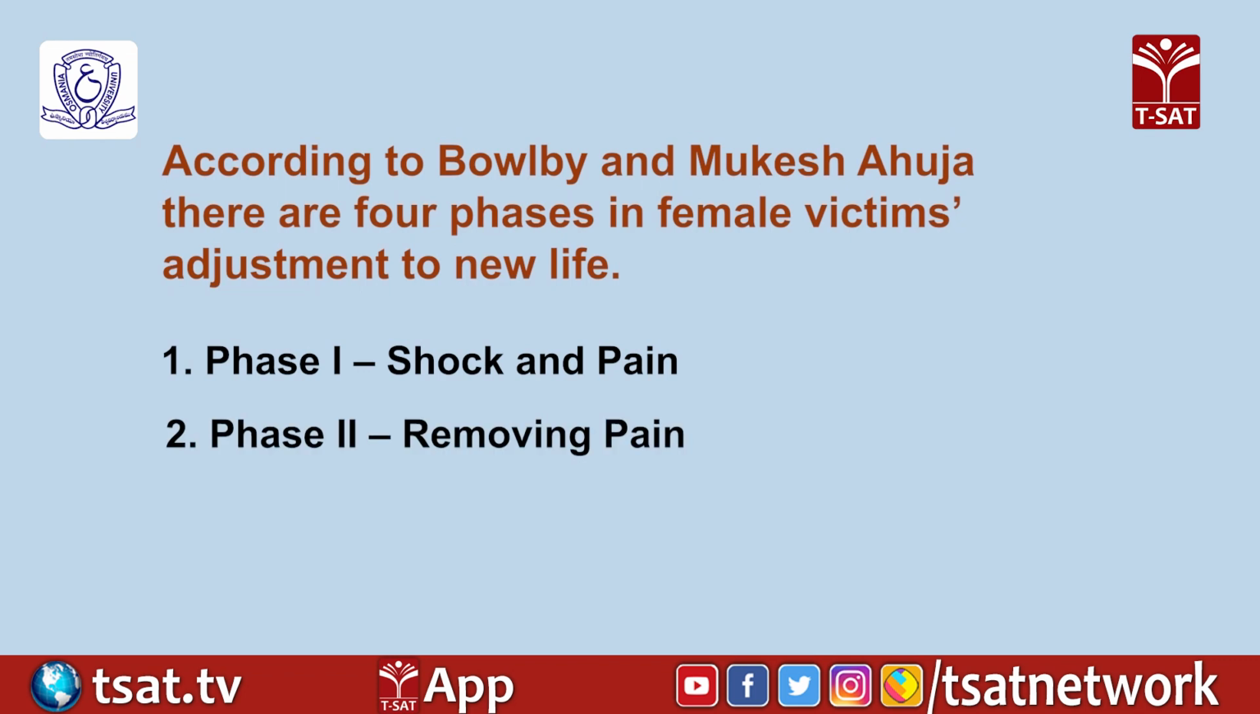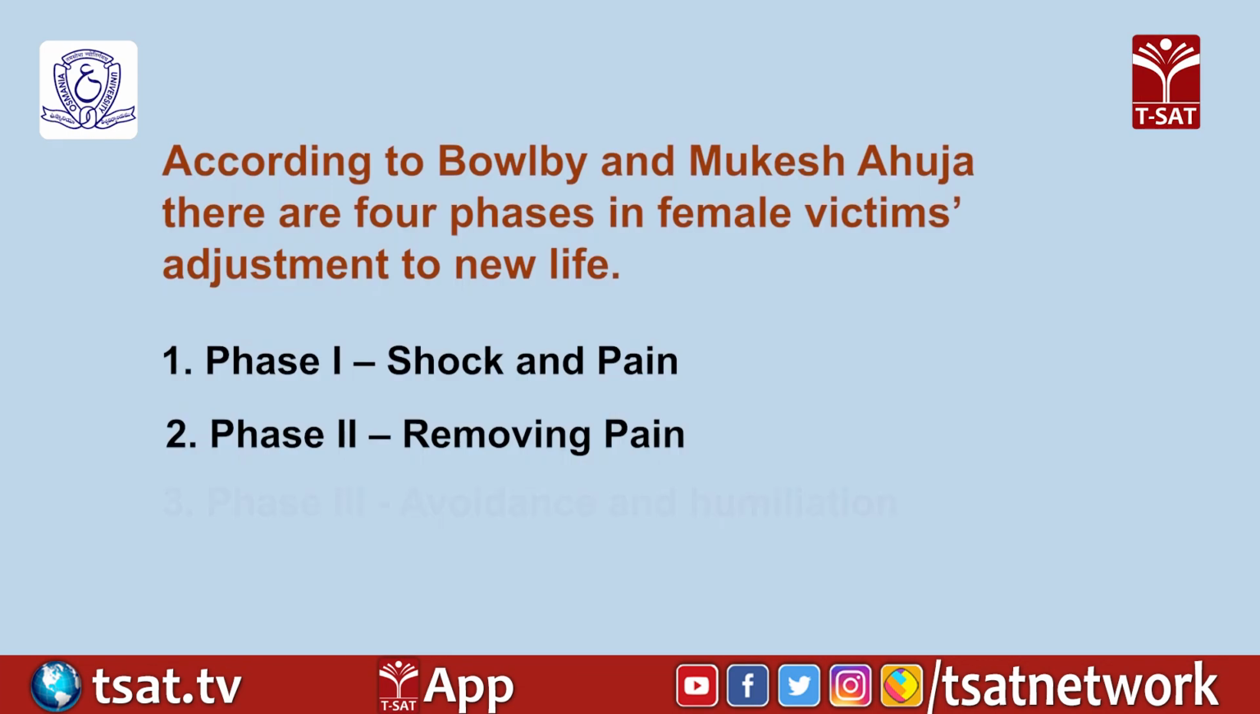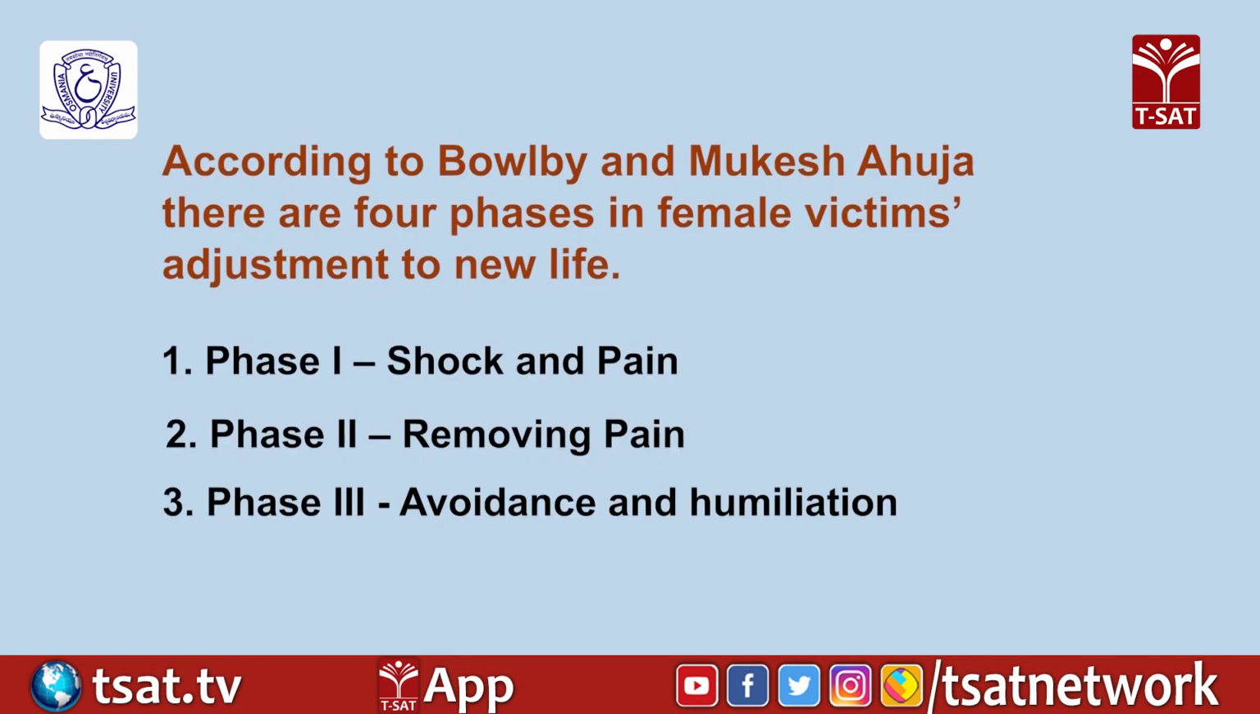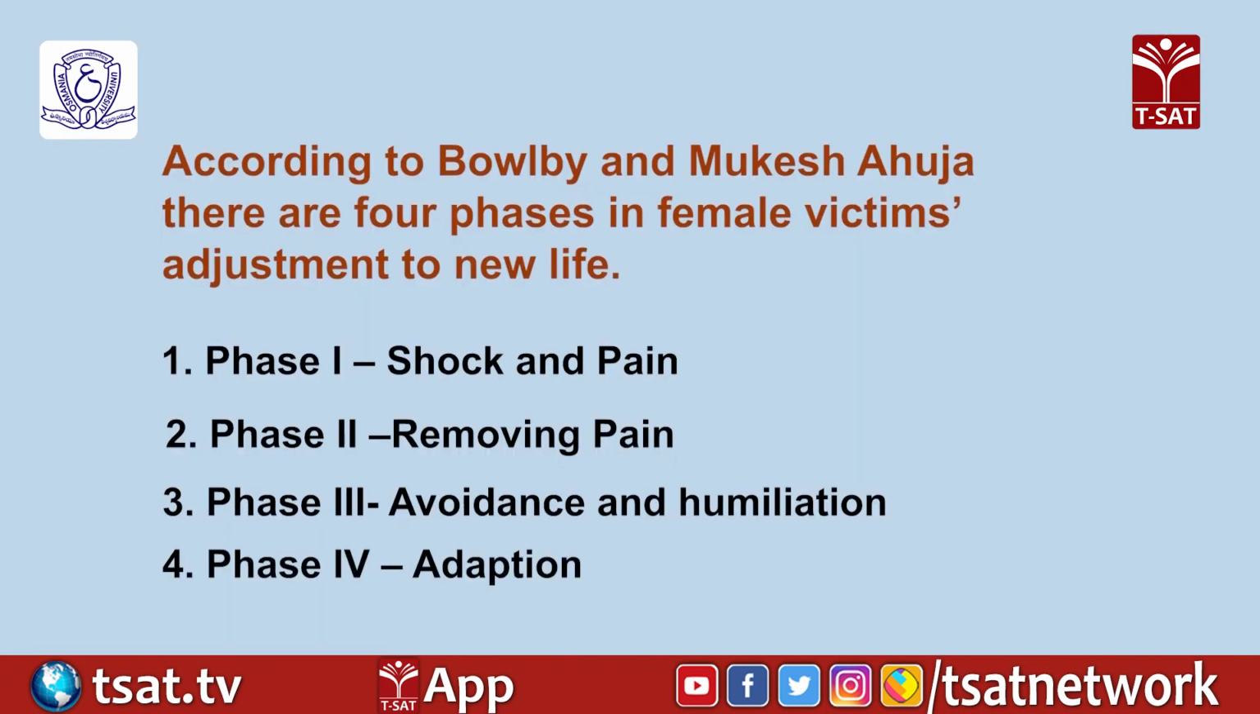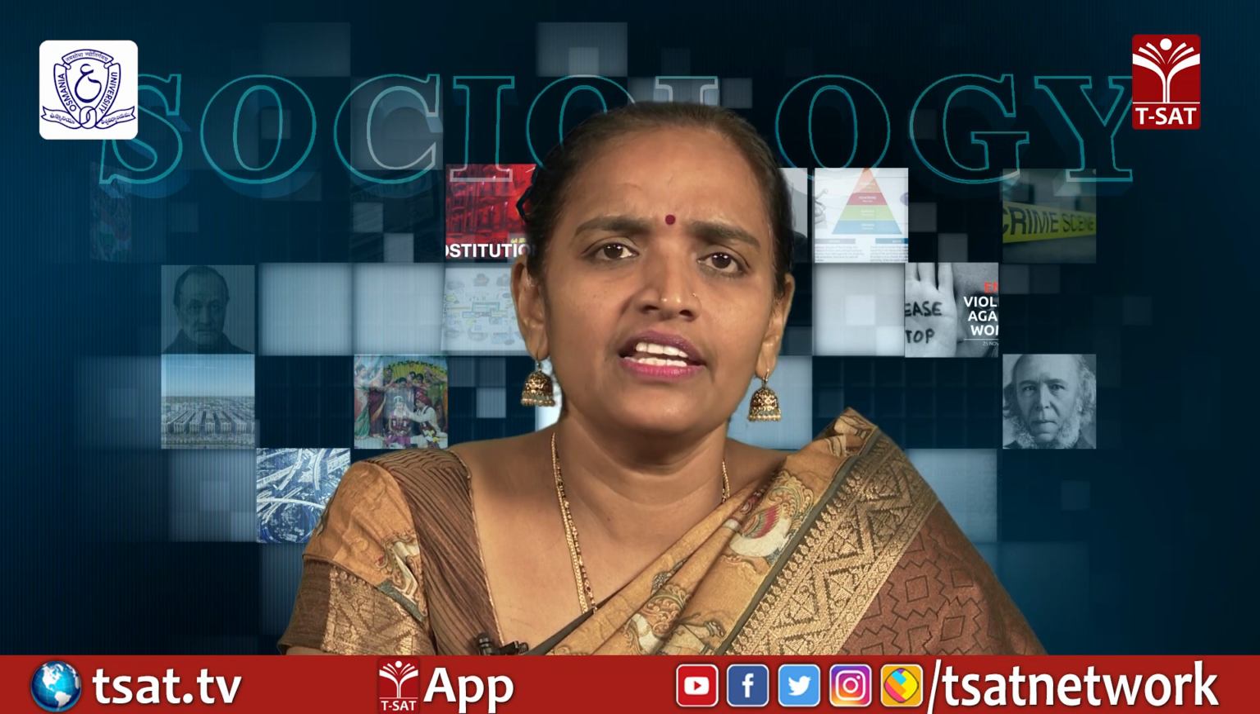The second phase is removing pain. The second phase depends on support and security provided to the victim of violence. Third phase, avoidance and humiliation. This phase deals with avoidance and humiliation by family members, relatives, friends and associates. Phase four is adoption. Adoption takes place through religious conversion, accepting social challenges, neutralization and attachment, and identity change.